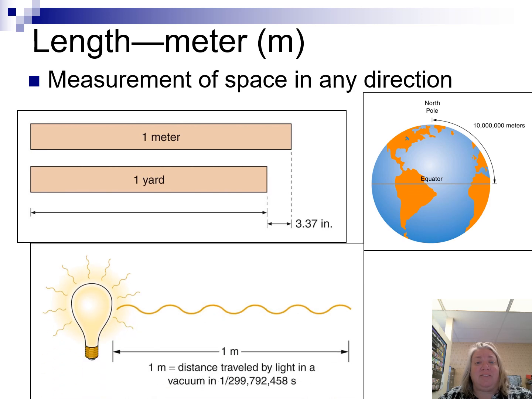So then what they did is they said, okay, let's use the distance that light will travel in a very, very, very small fraction of a second. And so that's actually what the meter is defined as today. The distance that light will travel in a vacuum in a very, very small amount of time. It's 1 over, as shown down over here, how small of a fraction of a second you're going to go.